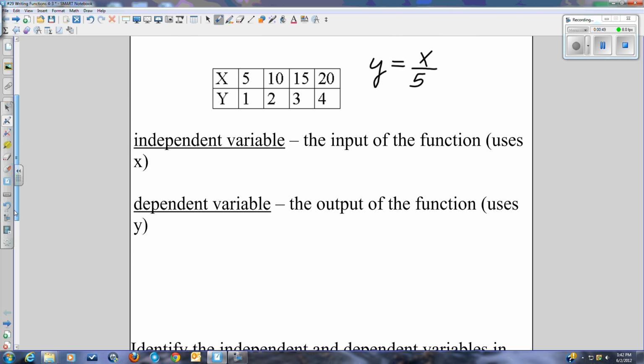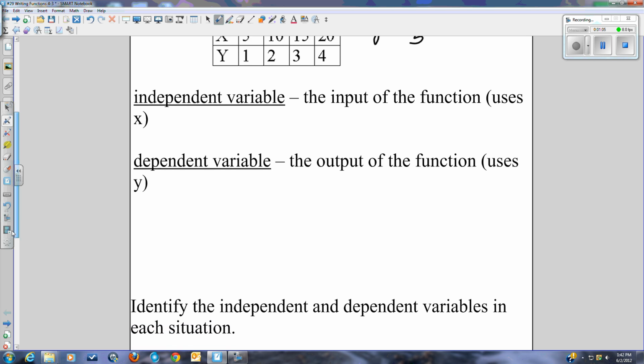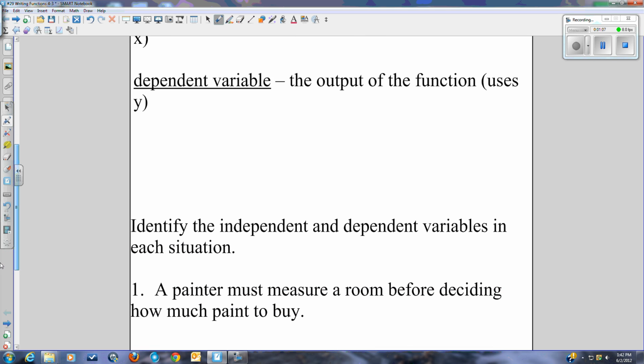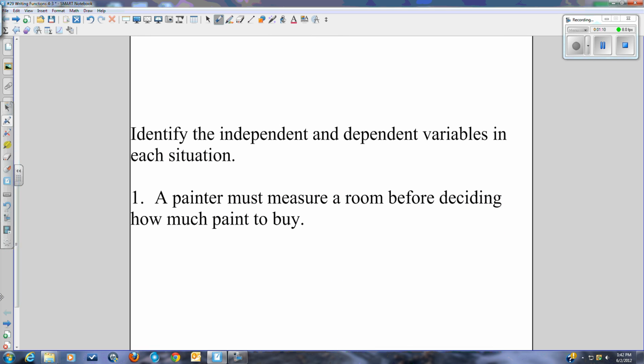Okay, so now we want to move on to some vocabulary. An independent variable is the input of the function. It uses the x value. And a dependent variable is the output of a function. It uses the y variable. The y is the dependent, x is the independent. Now what we want to do is identify the independent and dependent variables in each situation.